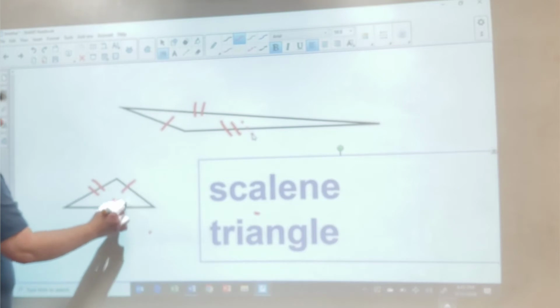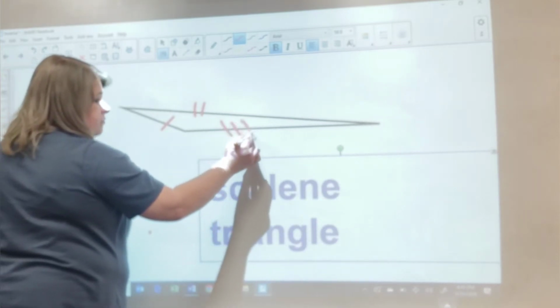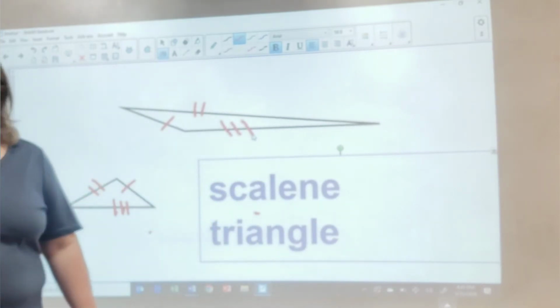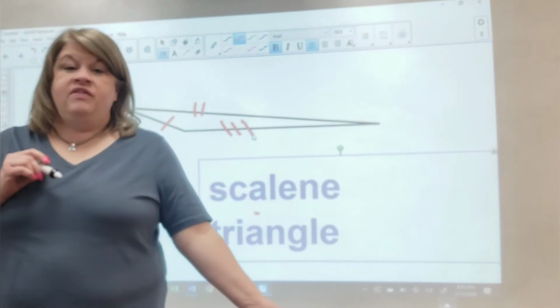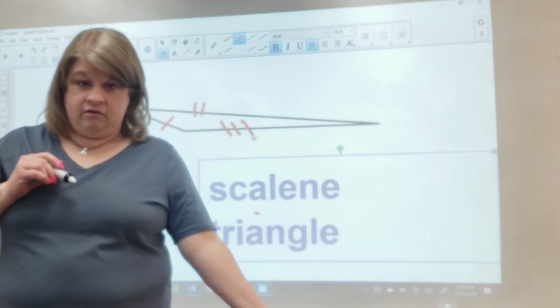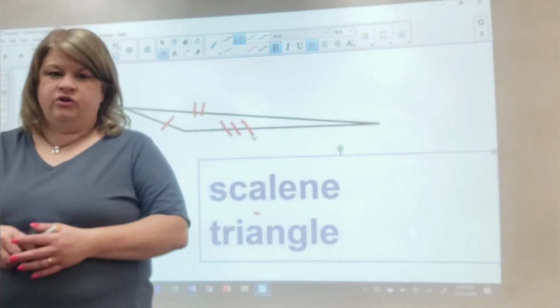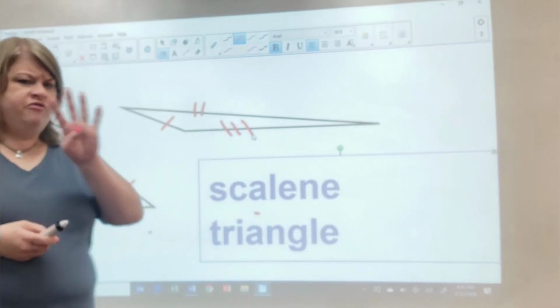Let's see if we can fix this line. There we go. Scaling triangles. Look at the bottom of your page. Those purple ones, they're all different. They have no sides of equal length. They're scaling triangles. So let's review those 4 kinds.